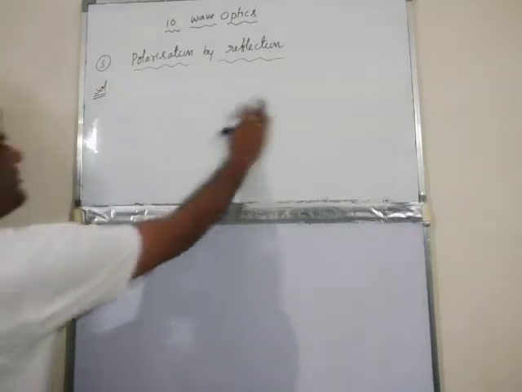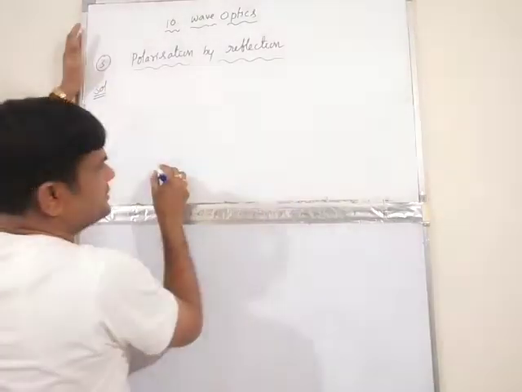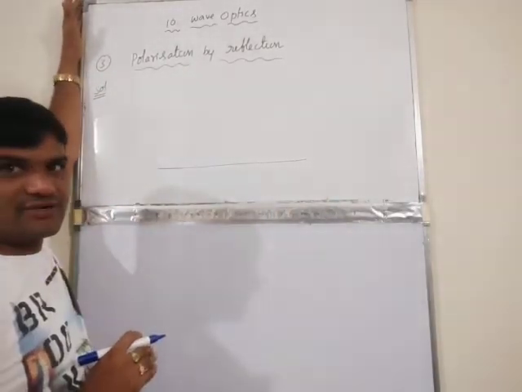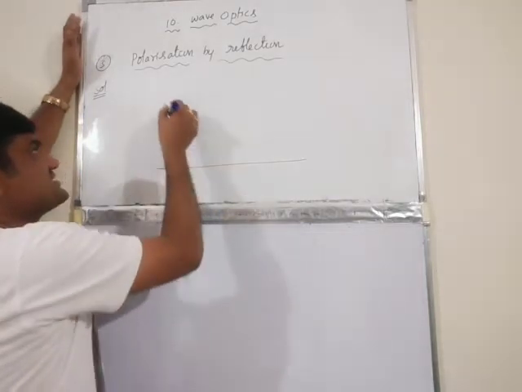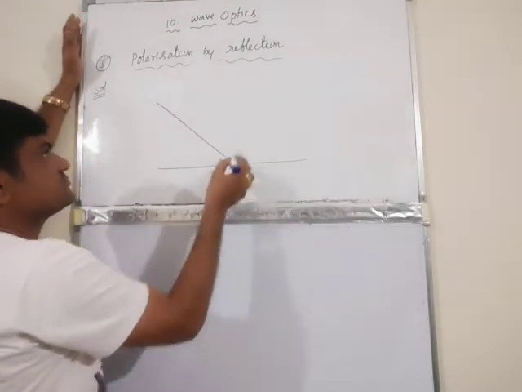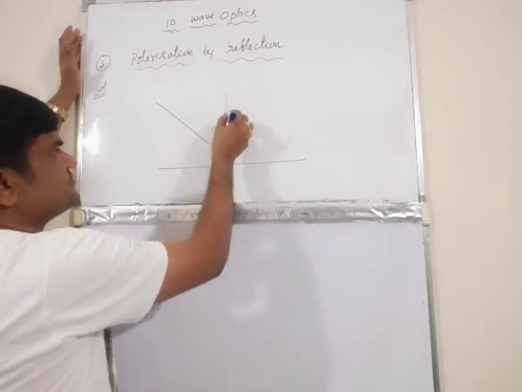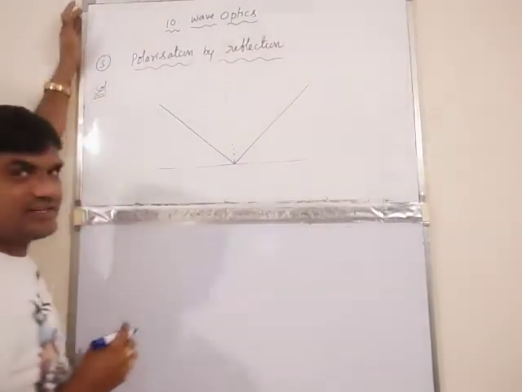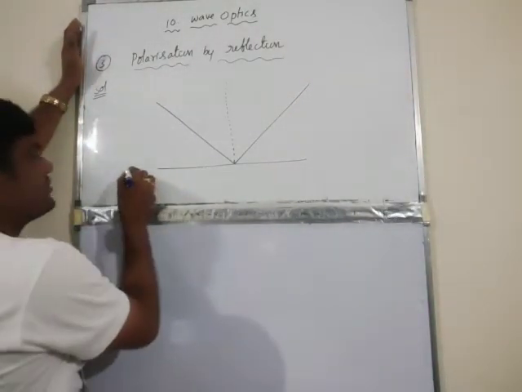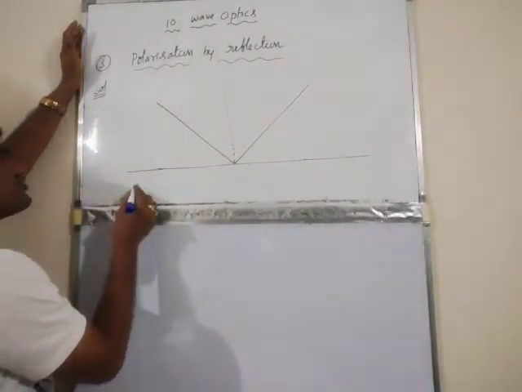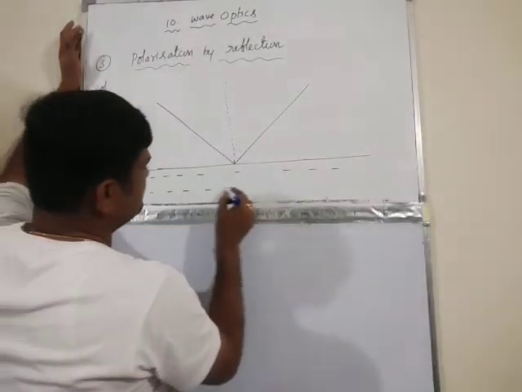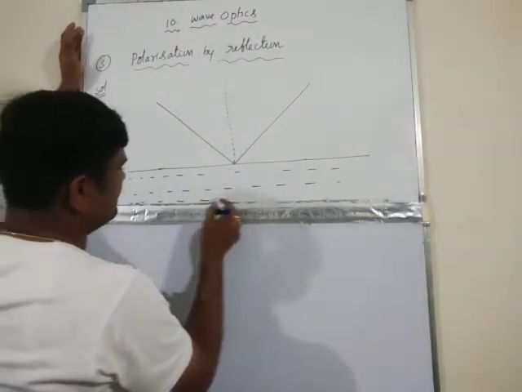As usual, I will consider the reflecting surface to be a transparent surface. This is the incident ray, this is the normal, and this is the reflecting ray. Here this is medium 1 and this is medium 2. For example, I will consider the other medium to be a liquid.